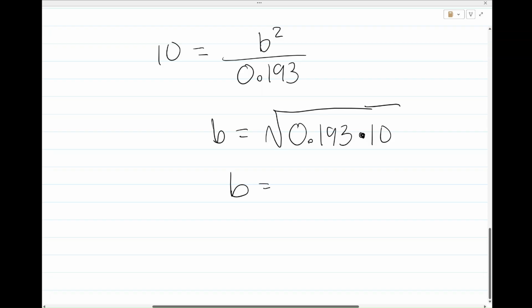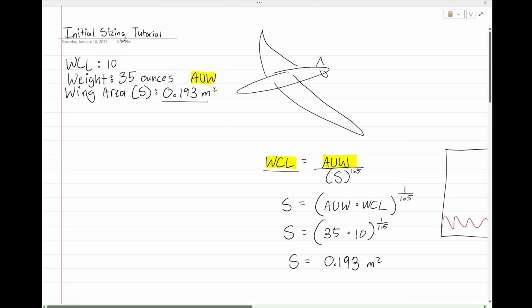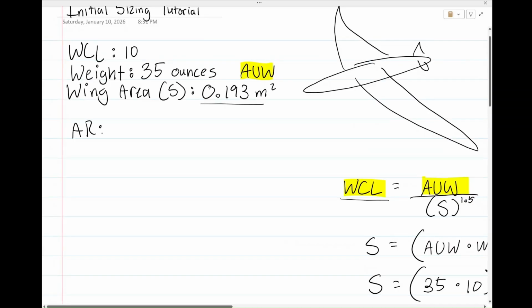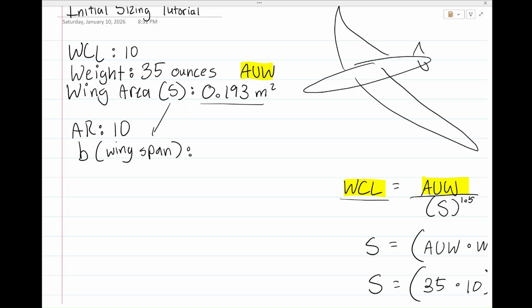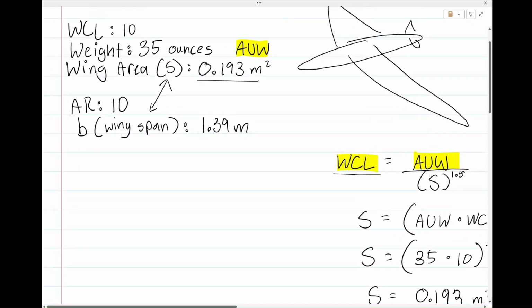So my wingspan now equals 1.39 meters. Let's go ahead and chuck this in here. So we've decided our aspect ratio to be 10, and we got b, which is wingspan. Look at me not being consistent. Whatever. My wingspan is 1.39 meters. So if you recall, my aspect ratio was a decision, and this was a calculated parameter, right? So sometimes you get to decide, sometimes it's given to you.